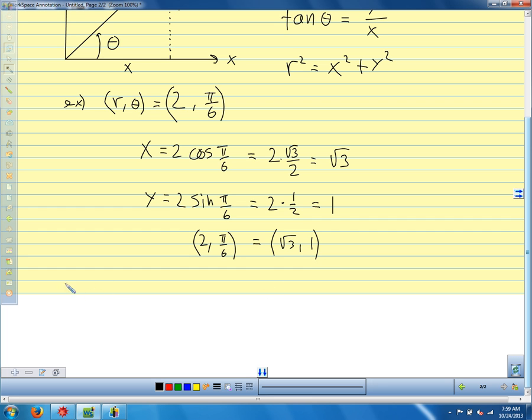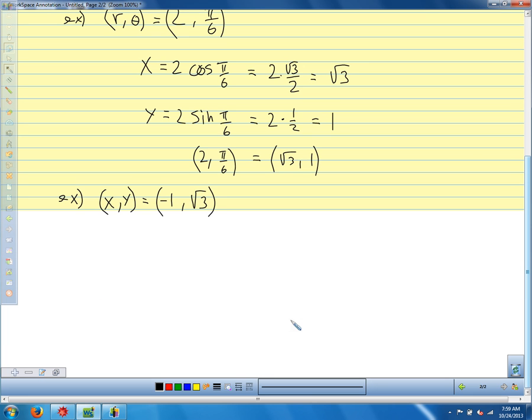Let's go the other way. So let's say (x, y) equals (-1, square root 3). So first off, where are we located here? We're in the second quadrant because x is negative. So we're looking for a second quadrant angle.